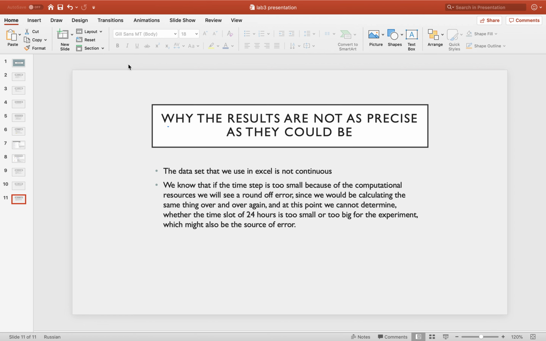And lastly, how the experiment could be improved. First of all, please notice that the dataset we are using for generating the average mass value is not continuous. And in addition, we know that if the time step is too small, because of the computational resources, we'll see a round-off error, since we would be calculating the same thing over and over again. And at this point, we cannot determine whether the time step of 24 hours is too small or too big for the experiment, which might also be the source of error.